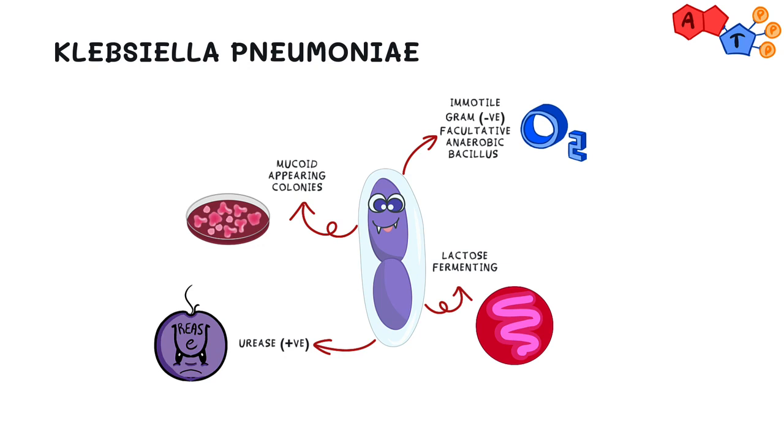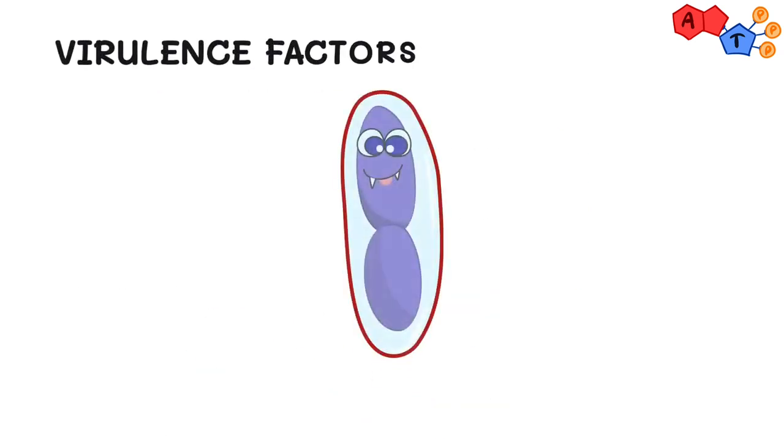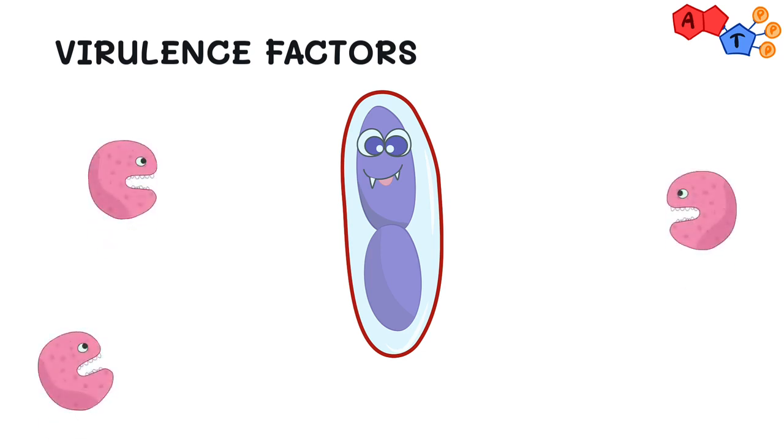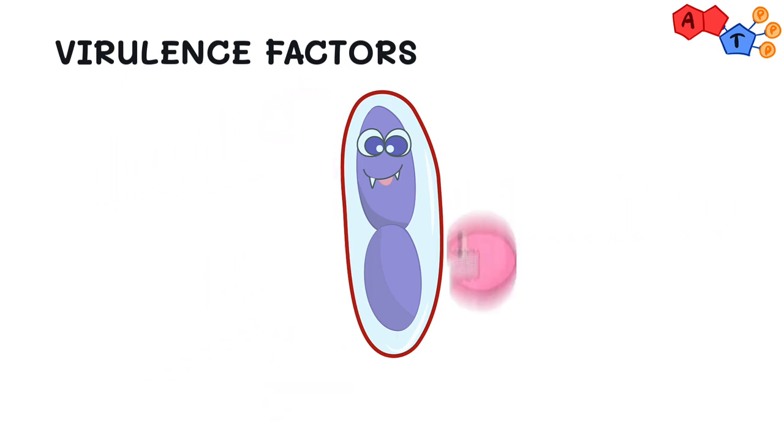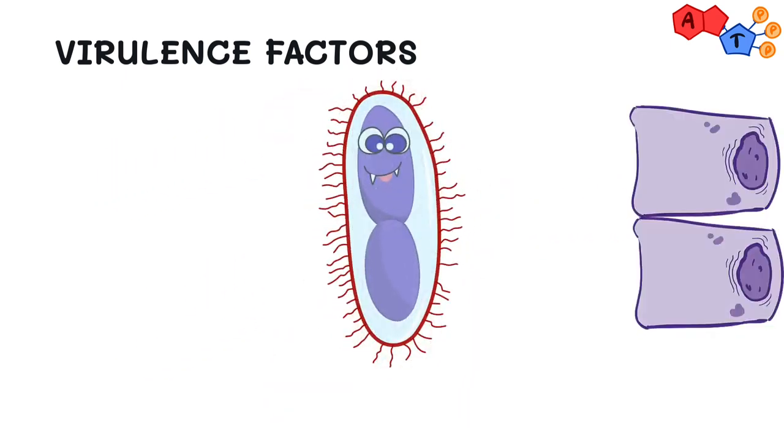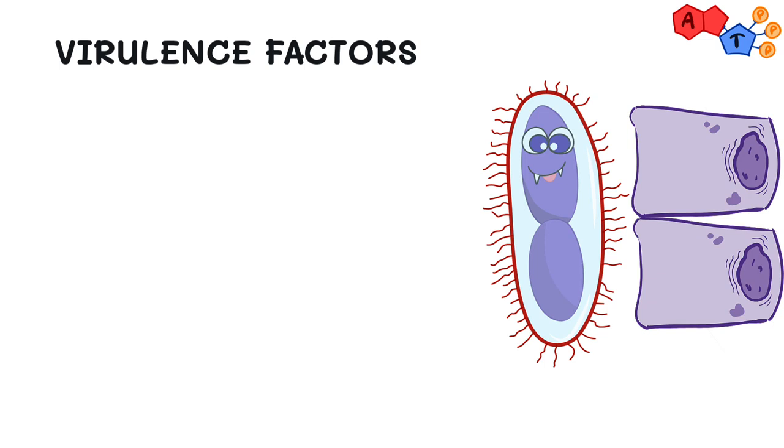Now let's move on and talk about the unique virulence factors of Klebsiella. As we've just mentioned, Klebsiella has a capsule, and this capsule plays an important role in the pathogenicity of the organism, as it protects it from being phagocytosed, and it also has fimbriae that allow the bacterium to adhere to host cells.